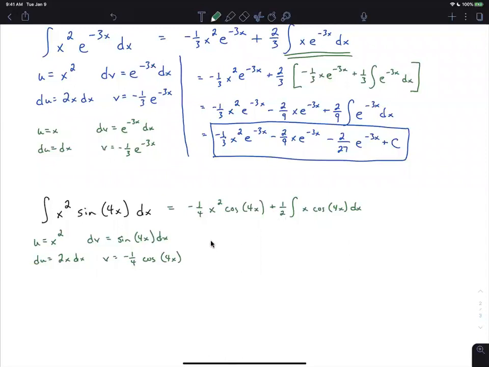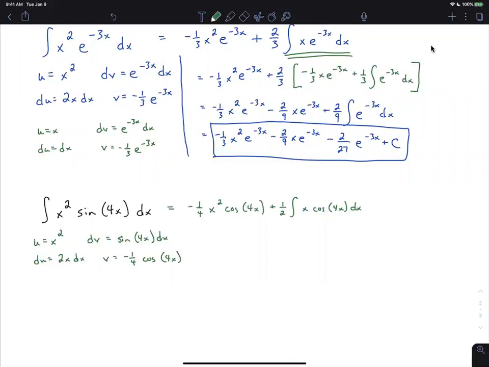And then v du, negative 1/4 times 2 is negative 2/4, which is negative 1/2. But then when you pull it out, it's minus negative 1/2, so it's plus. And then you get x cosine 4x dx inside the integral. Not done for sure, but is everybody good to there?